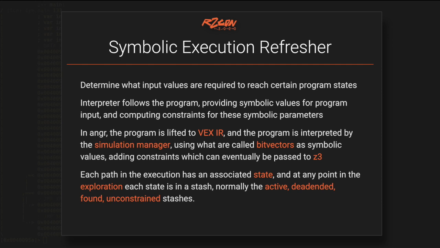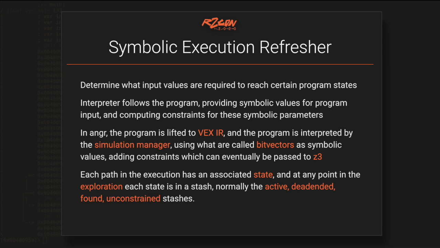So in specifically the angr implementation, the program is lifted to VEX IR, and the program is interpreted by what they call the simulation manager, using what they call bit vectors as symbolic values, adding constraints to these symbolic values, which can eventually be passed to the Z3 constraint solver. Each path in the execution has an associated state, and at any point in the exploration, each state is in a stash or group of states, normally the active, dead-ended, found, or unconstrained stashes.